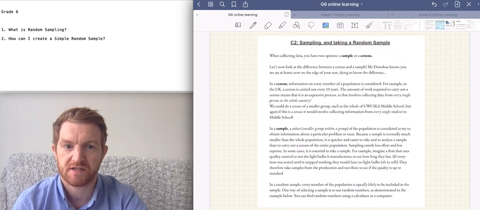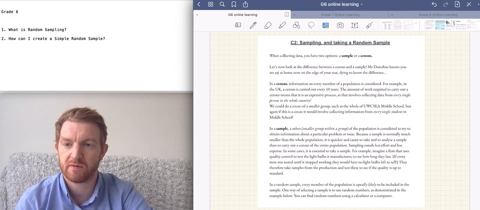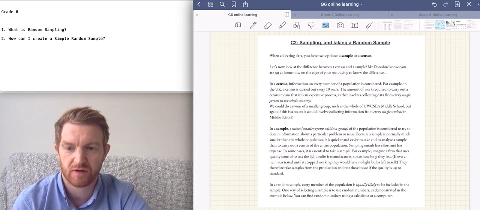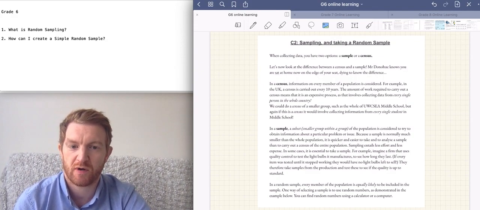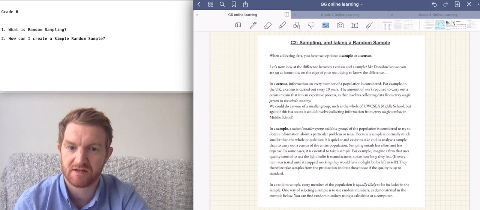Hi grade 6, so today we're going to talk a little bit about sampling. This is going to be probably a little bit of a shorter video because sampling is one of those things that is quite short to explain but does take a bit of practice, so you'll have a chance to play around with this a little bit.